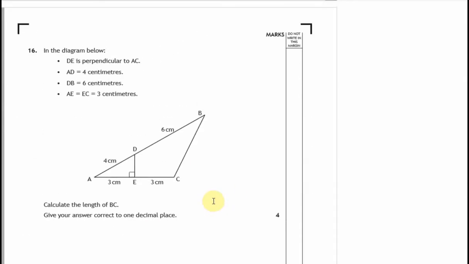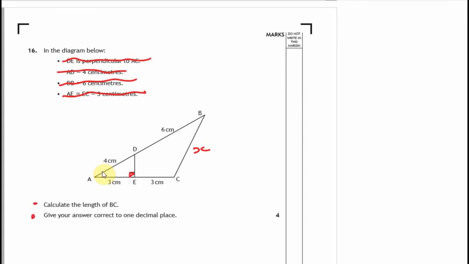Question 16, very last question. In the diagram below, we've got DE perpendicular to AC, so all that means is that's 90 degrees. AD is 4, that's shown. BD is 6, that's shown. And AE is the same as EC, that's shown. Calculate the length BC, x. Give your answer to 1 decimal place.